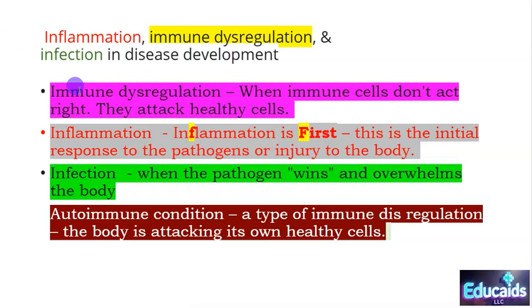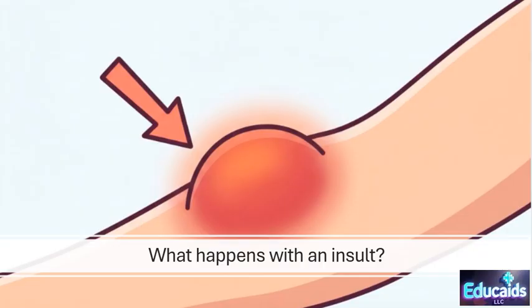Inflammation, immune dysregulation, and infection. So these can be a little confusing also. Inflammation is the first initial response the body has to pathogens or injury. So inflammation is first. I highlighted F here and F here. So that's the first thing that happens. If you get punched in the arm, inflammation happens.